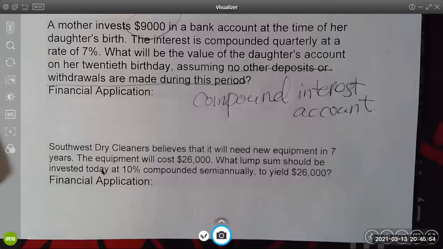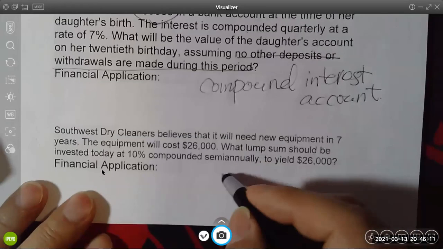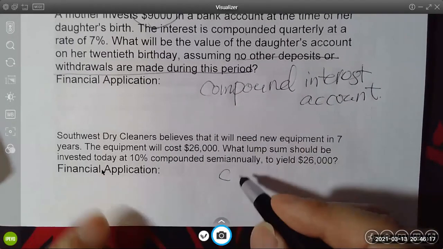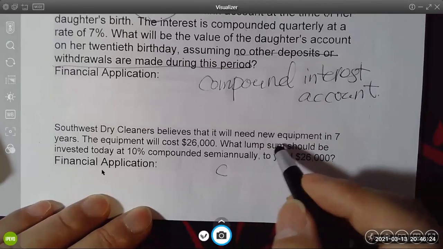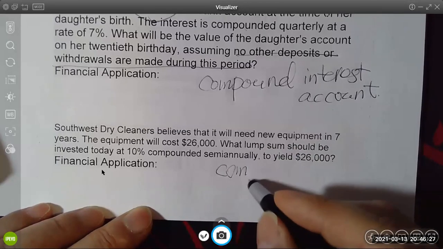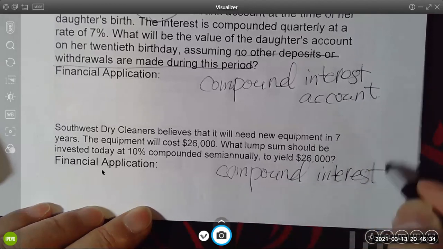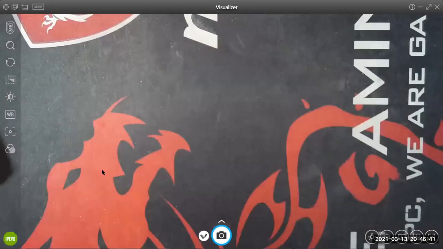In other words, 26,000 is a future value, but it's also compounding, because we're told about the compounding. They ask us what lump sum. That means a one-time deposit, right? A one-time deposit with compounding. That's a compound interest application, just like the last one. It doesn't involve multiple repeating deposits or withdrawals. It could be an annuity if that were the case, but this one is not. One lump sum deposit and compounding. That's a regular compound interest application, just like the previous one. They're the same thing.